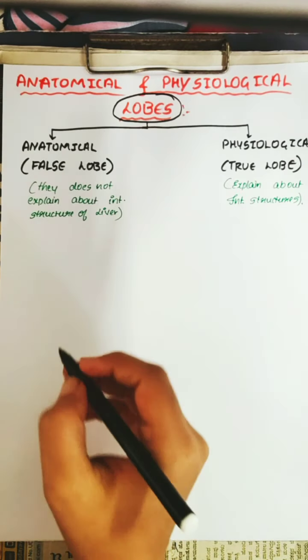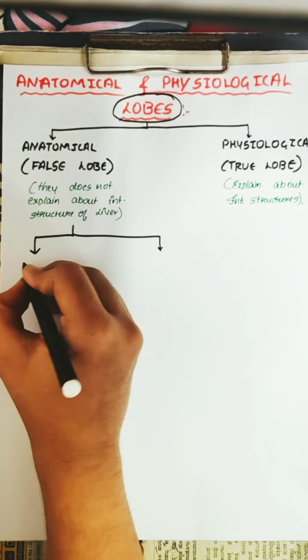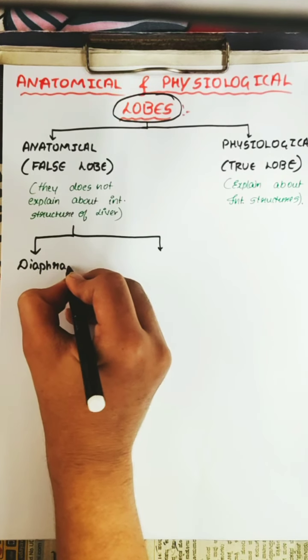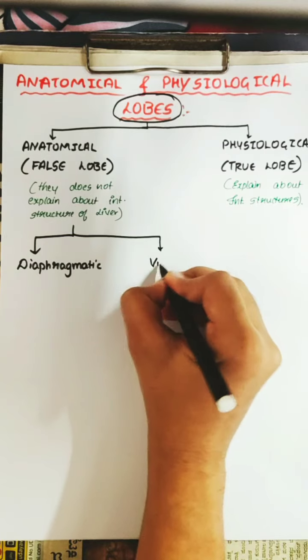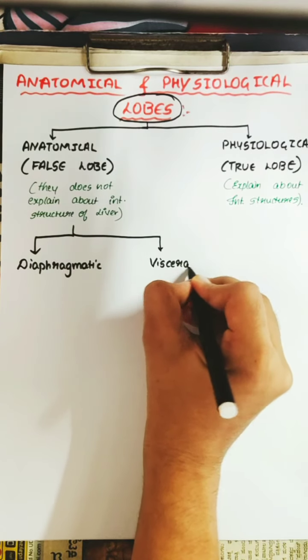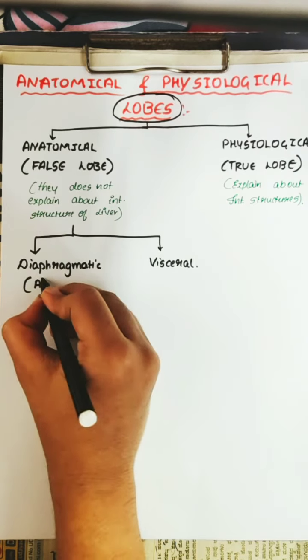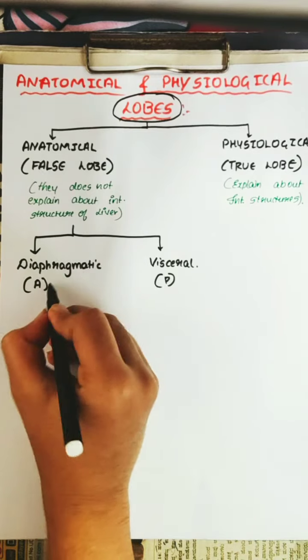The anatomical lobe is having two surfaces. First one is diaphragmatic surface and the second one is visceral surface. Diaphragmatic surface is also called anterior surface, whereas visceral surface is also called the posterior surface.